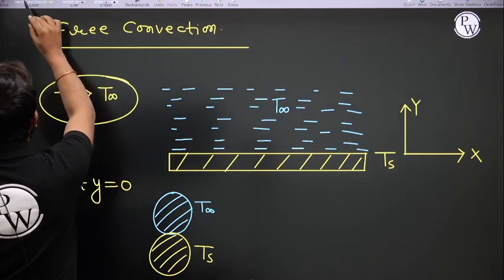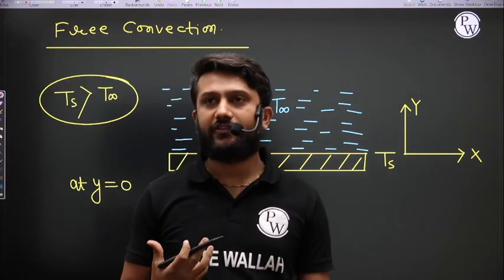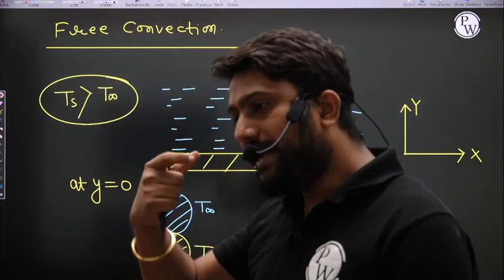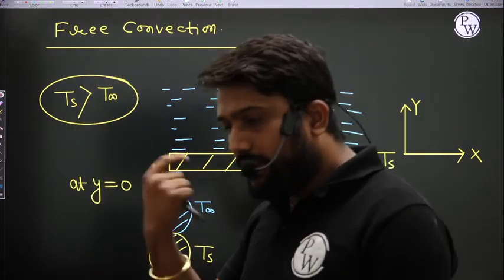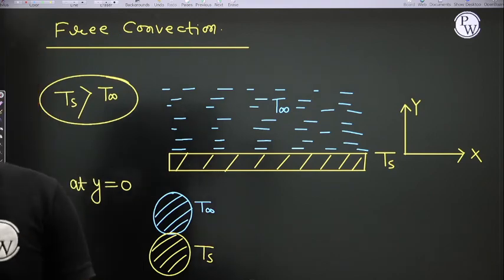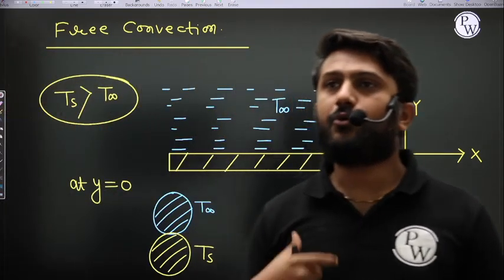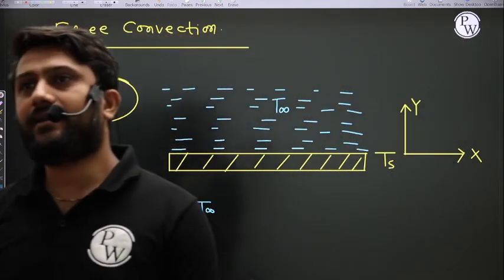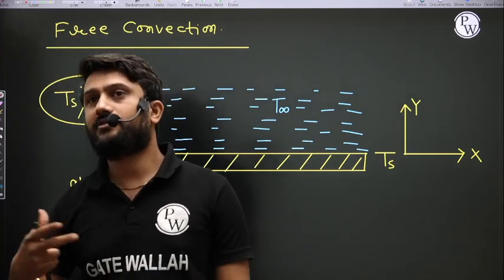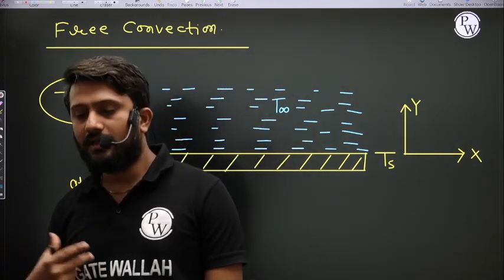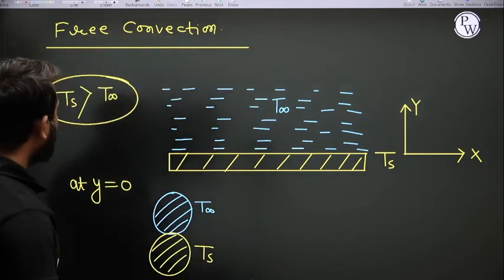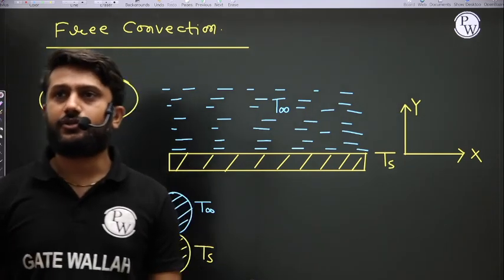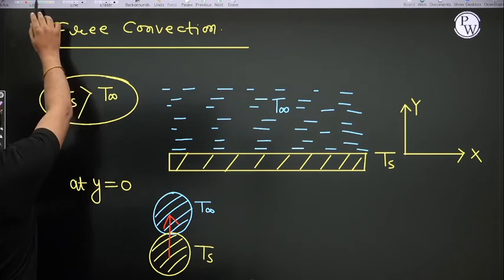I am assuming here Ts is greater than T infinity, and if Ts is greater than T infinity, then heat transfer occurs from the plate particle to the fluid particle. If I ask you one question, what is the mode of heat transfer at y equal to 0? You see here that the fluid particle and the plate particle are in direct physical contact. If the plate particle and the fluid particle are in direct physical contact, then that mode of heat transfer is conduction. So at y equal to 0, the mode of heat transfer is conduction.